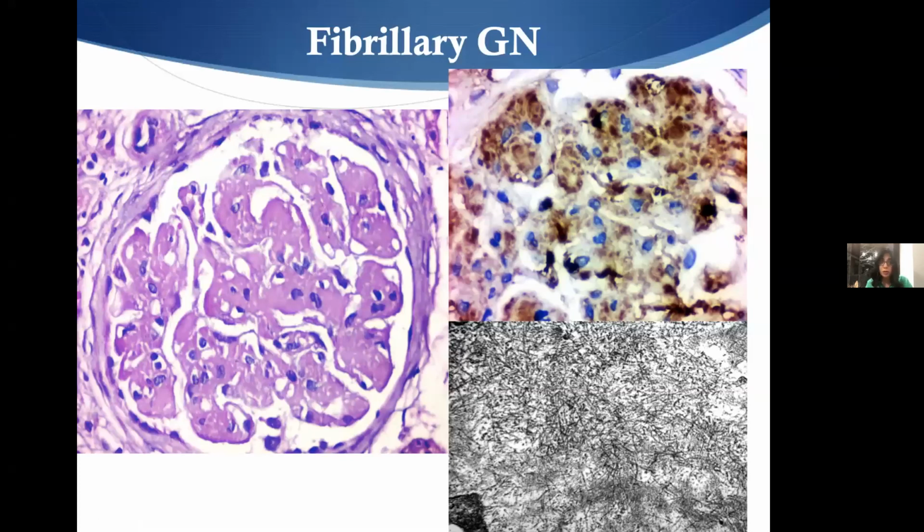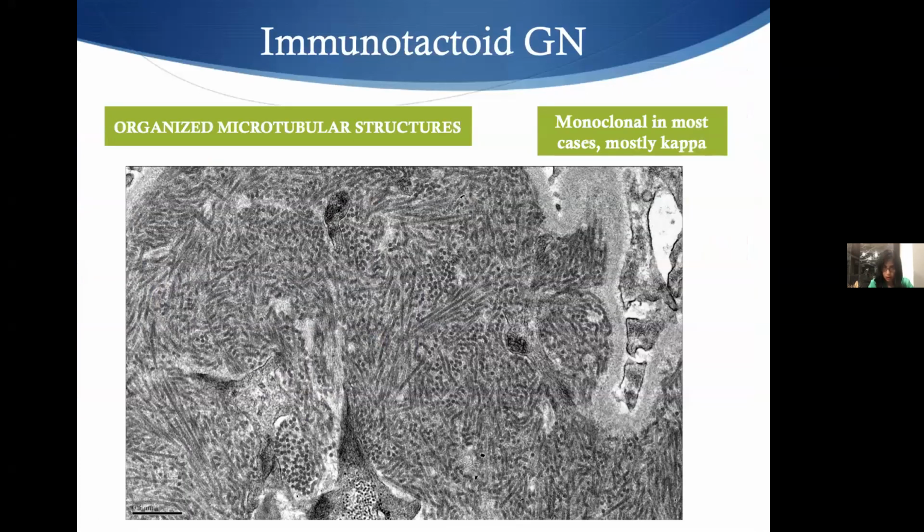While in immunotactoid glomerulonephritis, this is a different story. This glomerulonephritis is monoclonal in 75% of the cases, and mostly kappa. So immunotactoid raises a very high suspicion of monoclonality and underlying malignancy, and as I said, commonly lymphomas in these patients. And immunotactoid is a disease of the elderly. Honestly, it does not come in young people.